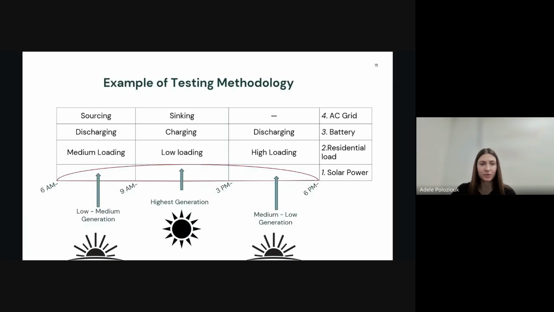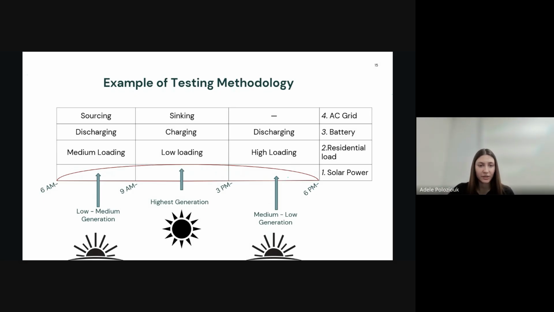Now here's an example of the testing methodology. Once again, this is an example for a sunny day and how that would look at each level. First, I would simulate the solar panels. So once again, simulating a 12-hour day mapped out, and this will be the input power into the hybrid inverter. So say here we have in the morning, low to medium generation, peak from 9 to 3, the highest amount of power, and 3 to 6, the lowest amount of power being inputted into the hybrid inverter system.